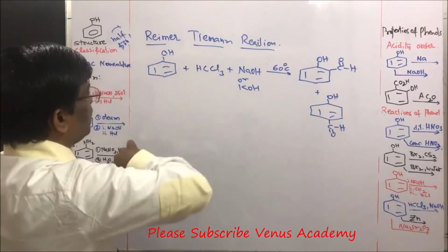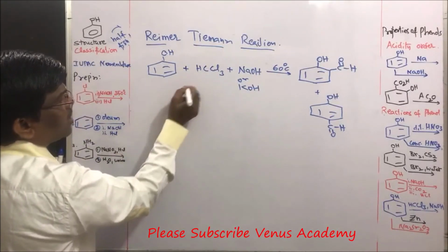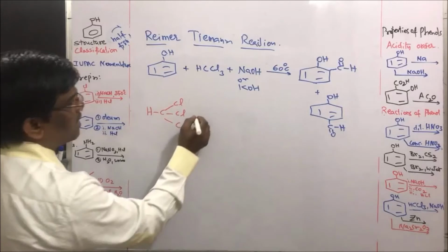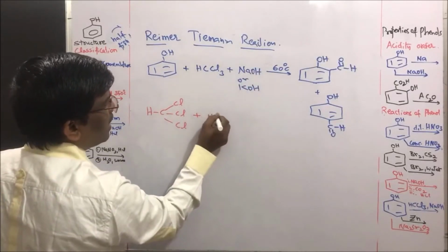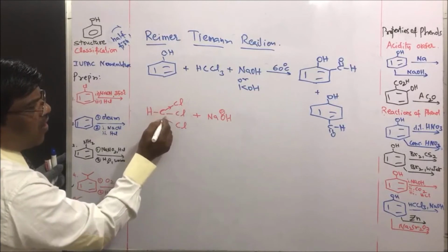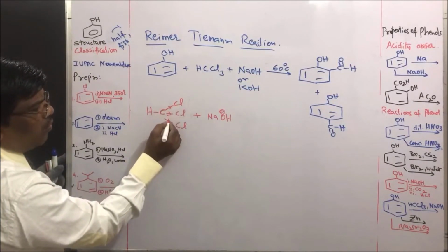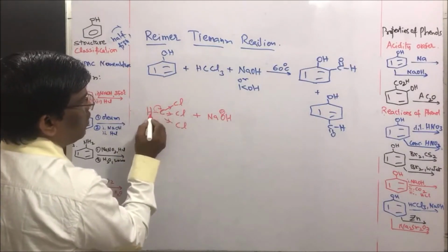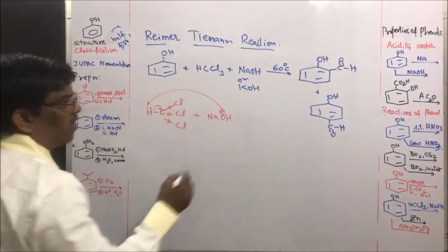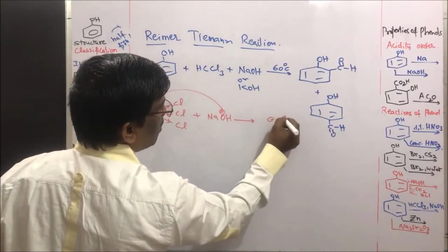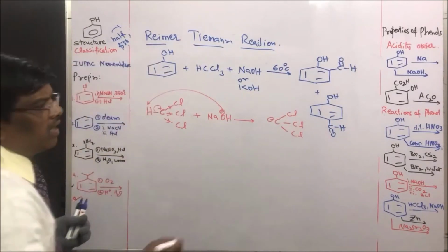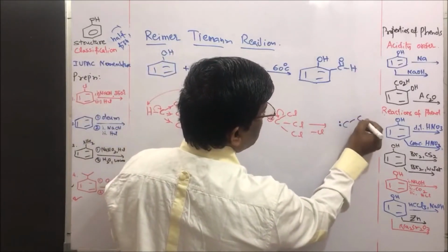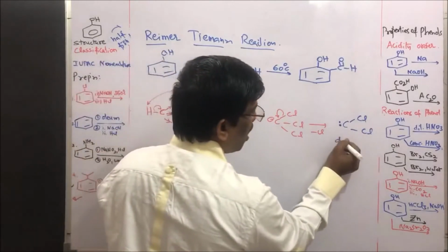Let us see the mechanism of this reaction. The first stage is generation of dichlorocarbene. This is chloroform. When we are using a strong base like NaOH, the electron density of carbon is withdrawn by these chlorine groups. The 3 chlorines will withdraw the electron density and this hydrogen easily goes out, taken out by this hydroxy group to form a carbanion. This carbanion minus chloride forms dichlorocarbene. This is the active species, dichlorocarbene.